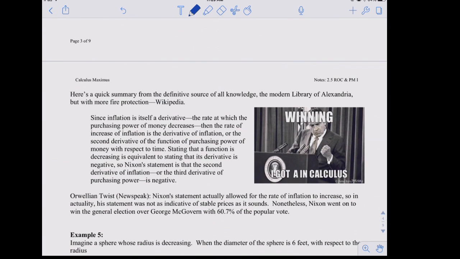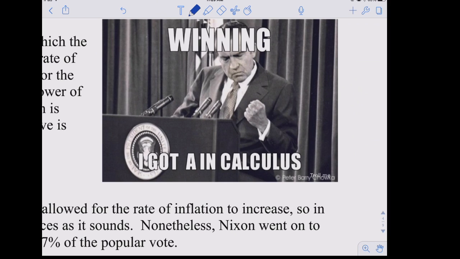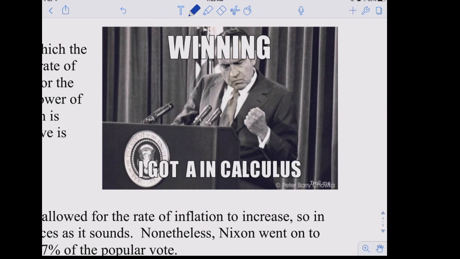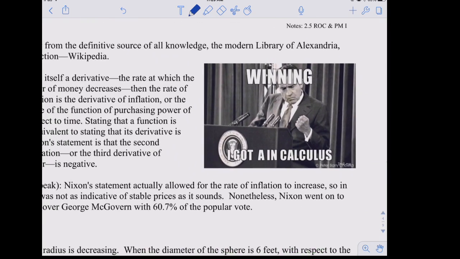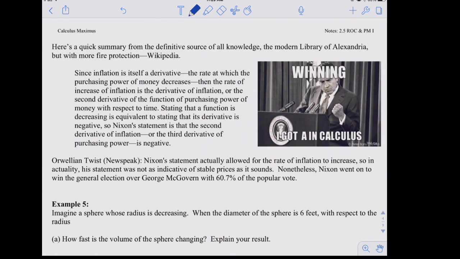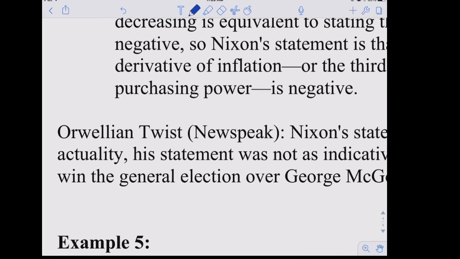Okay, winning. I got an A in calculus. Okay, I found that. Yeah, that's cool. I got an A in calculus. Yeah.